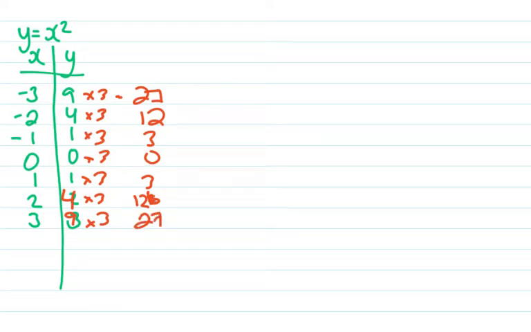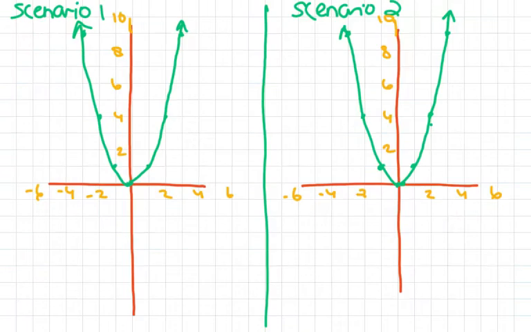Now I'm going to plot these numbers. I won't be able to get up to 27, but I'll do the ones in between. So negative 2, 12 would be way up here. Negative 1, 3, 0, 0, 1, 3, and 2, 12. So that just stretches it right up.